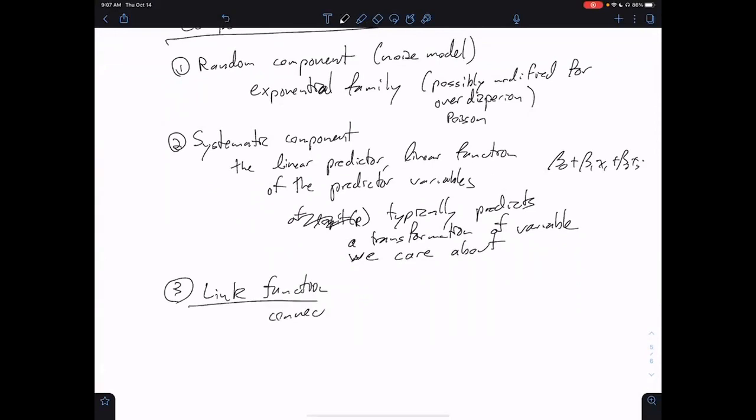It connects the random and systematic components. And this is in some sense equivalent to, or related to, transforming Y. So you might be messing with the link function in order to get a linear relationship. You might be messing with it in order to fix the issue of not being a number between 0 and 1, and you need a number between 0 and 1, something like that.